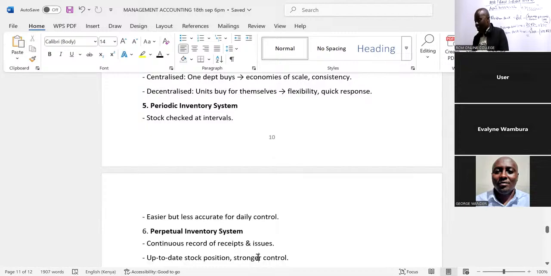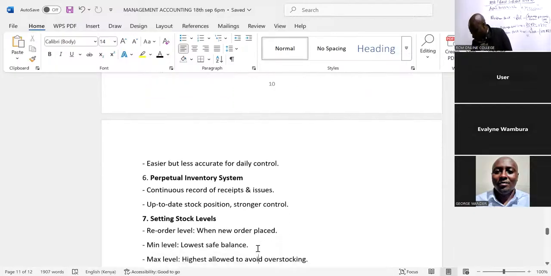And then now we have what we call a continuous or perpetual inventory system. So continuous record of receipts and what here? Issues. So anytime we receive goods, we record. Anytime we issue, we record. All right? So then it means that you will be able to have up-to-date information, up-to-date stock levels, an up-to-date stock position, which leads to what we call stronger stock control.